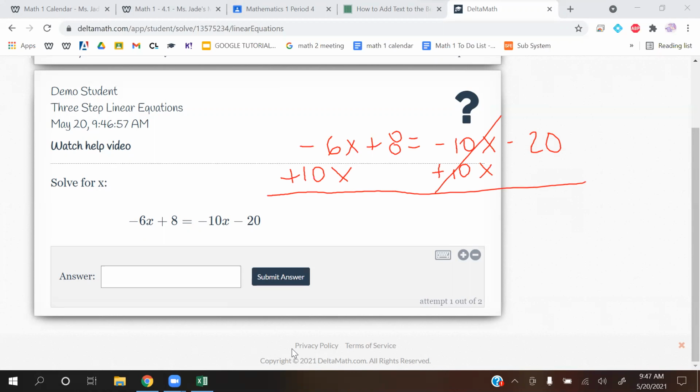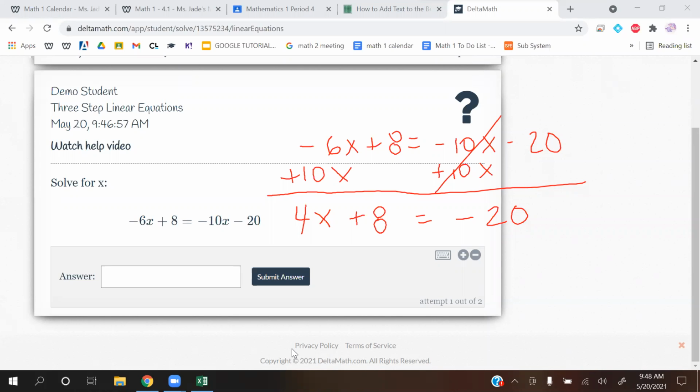Then this will cancel out. We will just be left with negative 20 on the right side. And then on the left side, we have negative 6x plus 10x. That gives you positive 4x. And that is our first step. Our first step was just to move all the x's to the same side. And I just chose to move the 10x because I want it to be a positive x, but it doesn't matter. If you chose to move the 6x, that would have been fine too. Like, it literally doesn't matter. You will still end up with the same answer. So that was our first step.